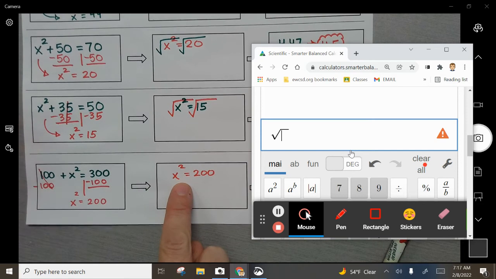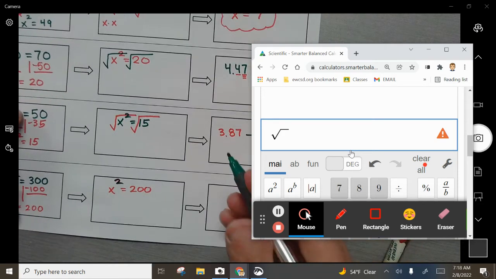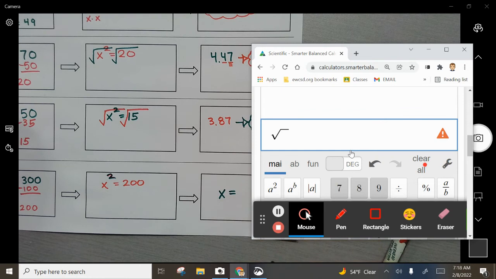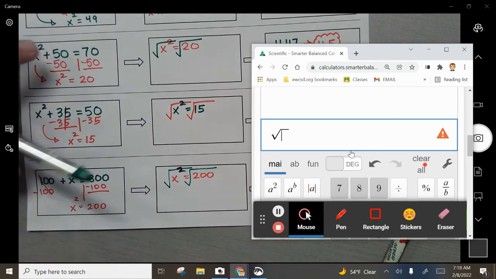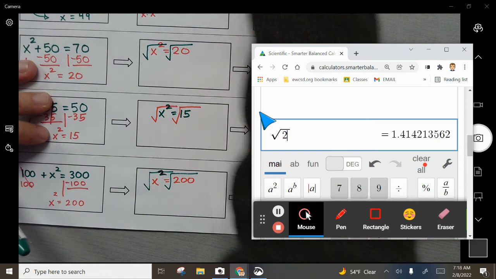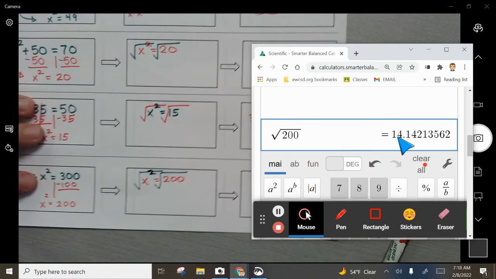X squared equals 200. How do I get rid of this little exponent? Because we don't want that exponent. We want it just to be x equals, okay? So we're going to square root both sides. Once you square root both sides, let's go ahead and put 200 in there. Awesome. Here we go. Let's see how we do this one.